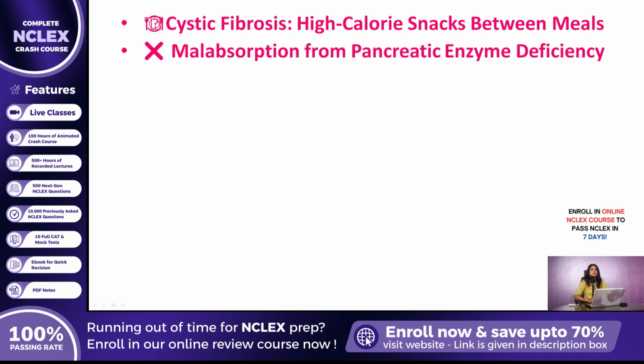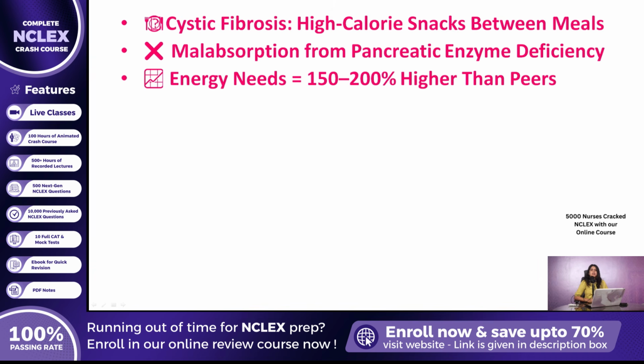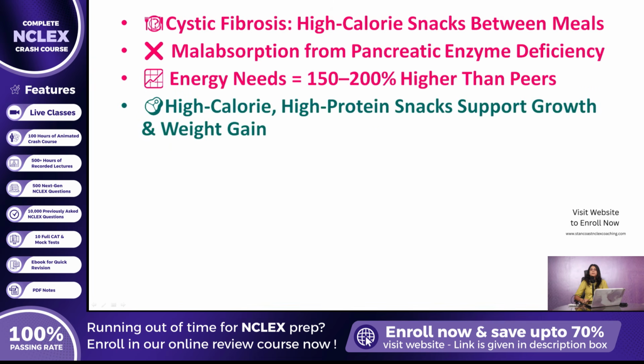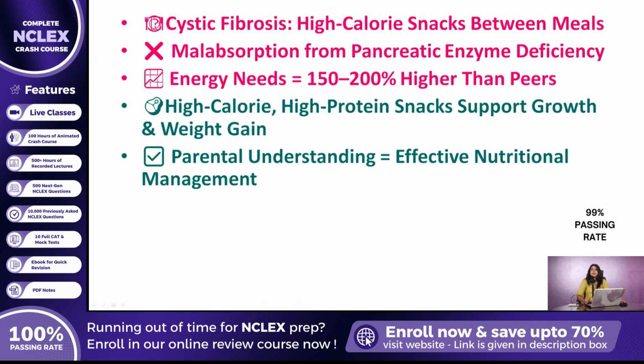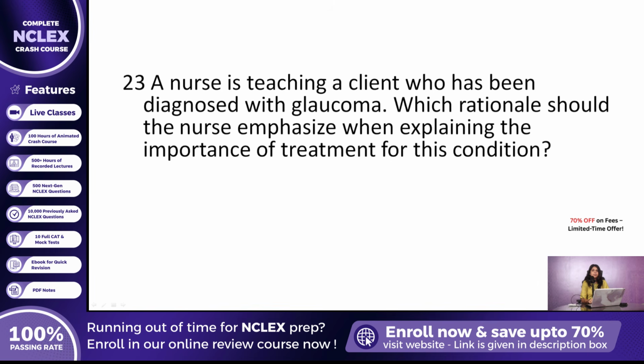To compensate for this, their caloric requirements are typically 150 to 200% higher than those of other children of the same age and size. Offering high-calorie, high-protein snacks between meals is an effective strategy to help meet these elevated energy demands and support optimal growth and weight gain. This parental response reflects a proper understanding of the nutritional support needed in cystic fibrosis management. Next, let us move on to question number 23, which centers around client education for a patient recently diagnosed with glaucoma.